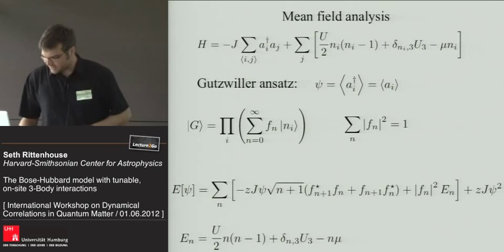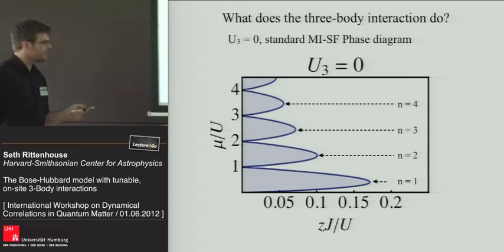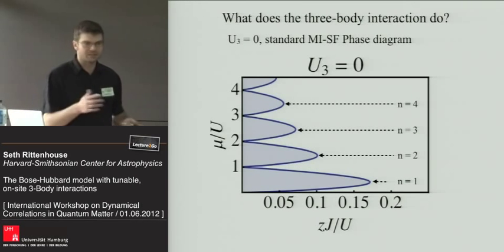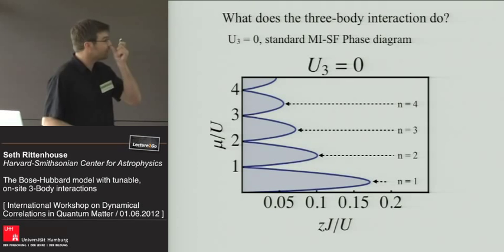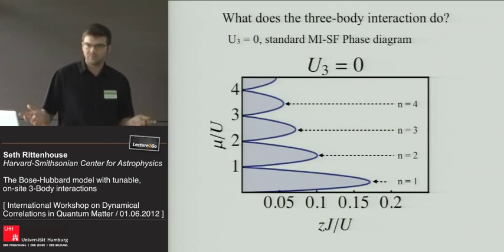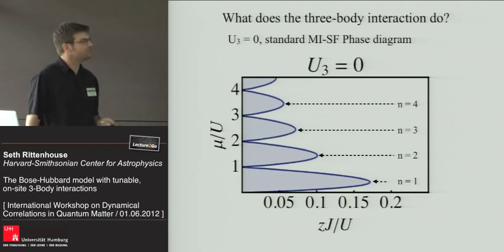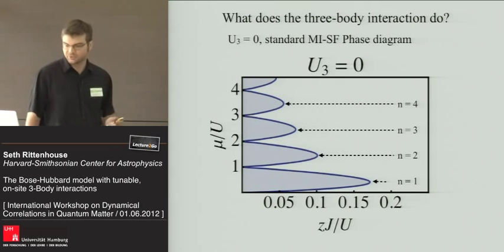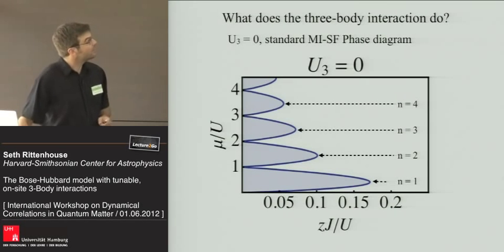So the question is, what does this 3-body interaction do at the level of mean field theory? I should point out there's this Z number that shows up everywhere. That's the number of nearest neighbor sites for each site. In 1D that's 2, in a 2D square lattice it's 4, and so on. Largely, we're going to care about 2D square lattices in the future. When U3 is 0, not too surprisingly, we get the normal Mott insulator to superfluid phase transition, with insulating lobes for 1 particle occupation, 2, 3, 4, and so on. We have a second order phase transition from the insulator to the superfluid. All fun and nice.